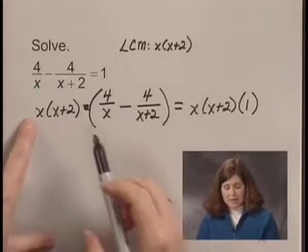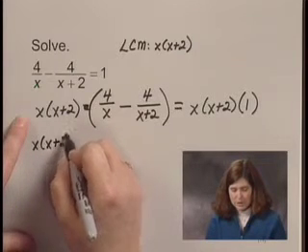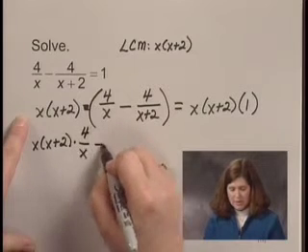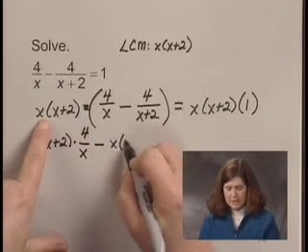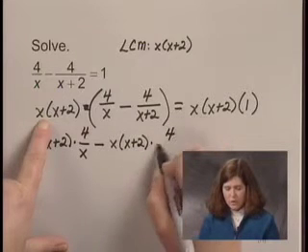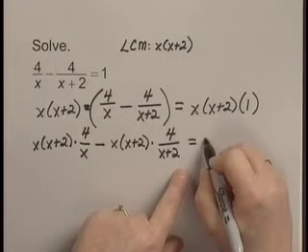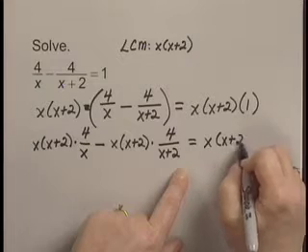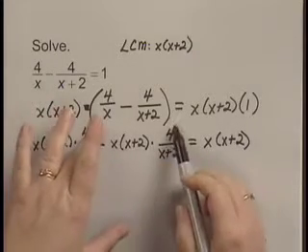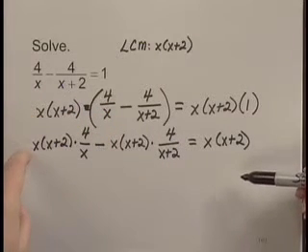Now when I multiply this, I will actually get x times x plus 2 times 4 over x minus x times x plus 2 times 4 over x plus 2, and that equals x times x plus 2 times 1. Now that I have this distributed here, I can do the multiplication. When I get done with this next step, I shouldn't have any denominators.